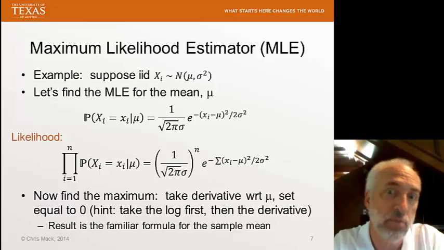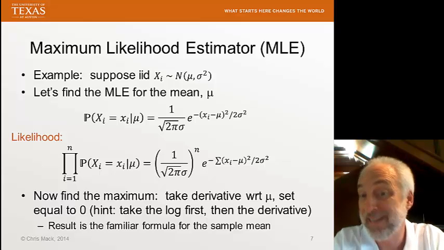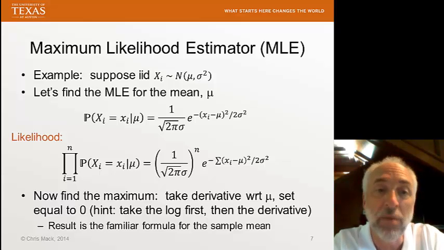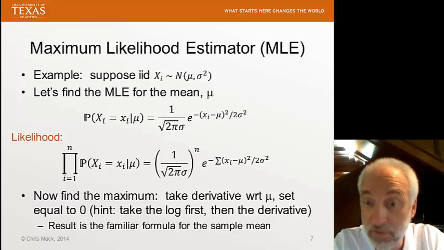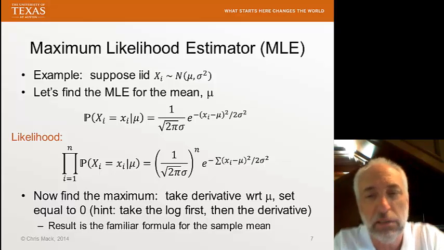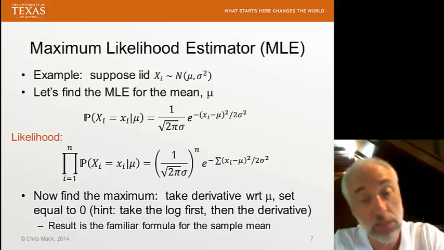Now, as a hint, because of the exponential nature of these equations, if I take the logarithm first, then take the derivative, it makes the math a lot simpler. The log of a function will reach its maximum at the same place as the function itself. So this is typically how we actually work it out. But you could do it the hard way if you wanted to as well. Take the derivative with respect to mu, set it equal to 0, then solve for mu.